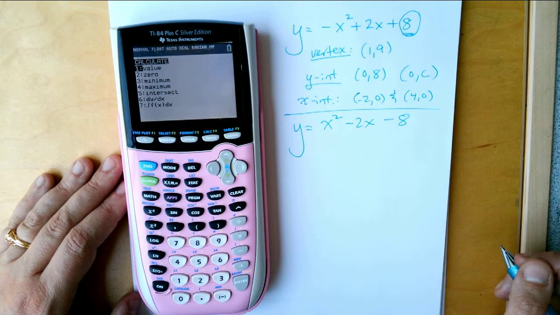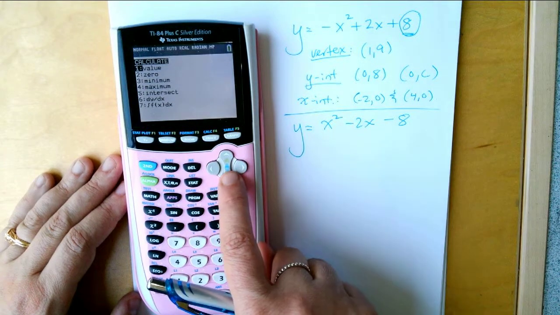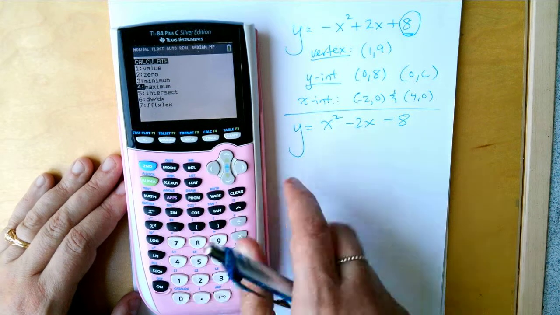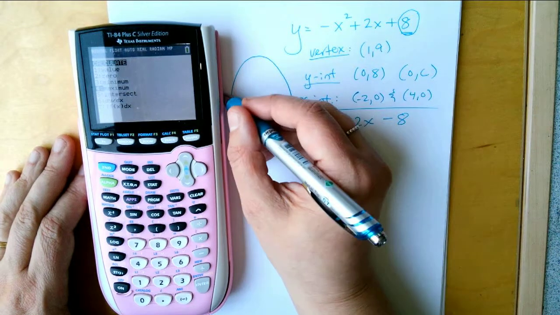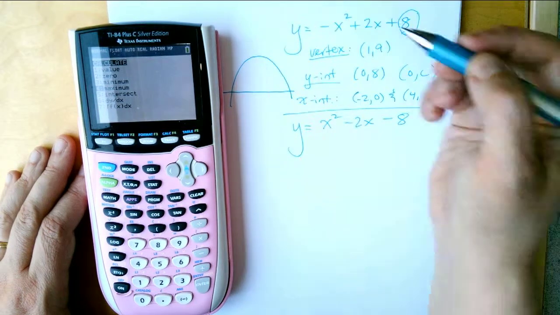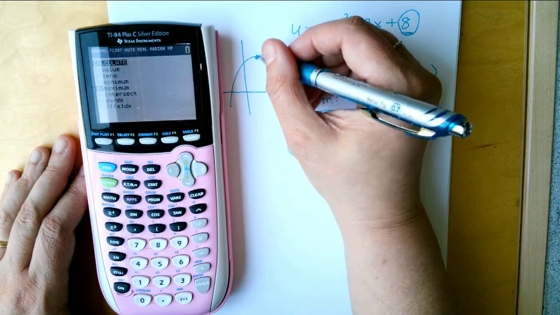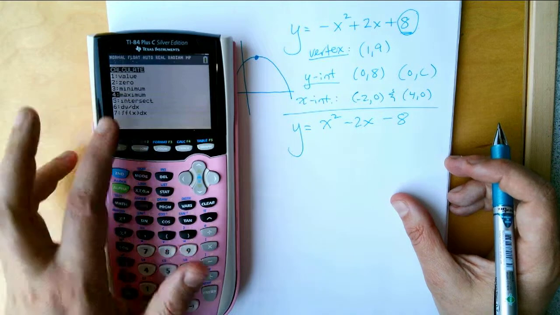Value, zero, minimum, maximum, intersect, and then don't worry about these for now. This is your calculus stuff for later classes. So in this case, since the parabola is opening downward, remember it had this curved shape, the vertex is going to be a maximum point, okay? So I'm going to use 4, which is maximum.